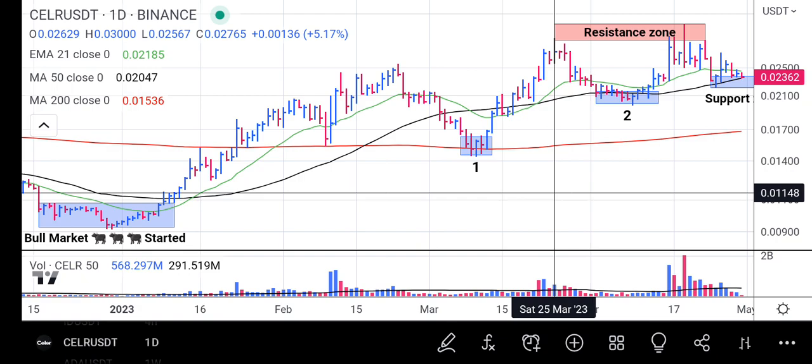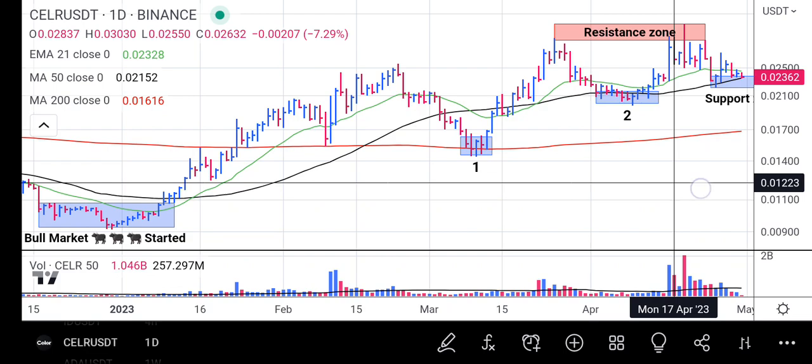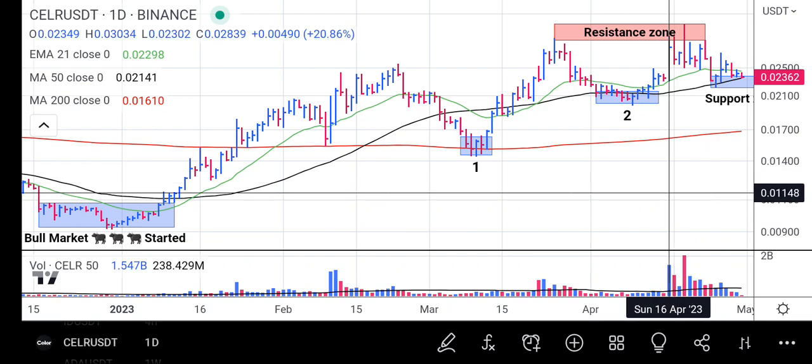The buyers are fighting heavily. The sellers are also fighting heavily. But as the battle went on, the buyers won the battle. The buyers sent Celer Network upward with a very huge volume and a very huge closing bar. Then it hit the resistance zone again.